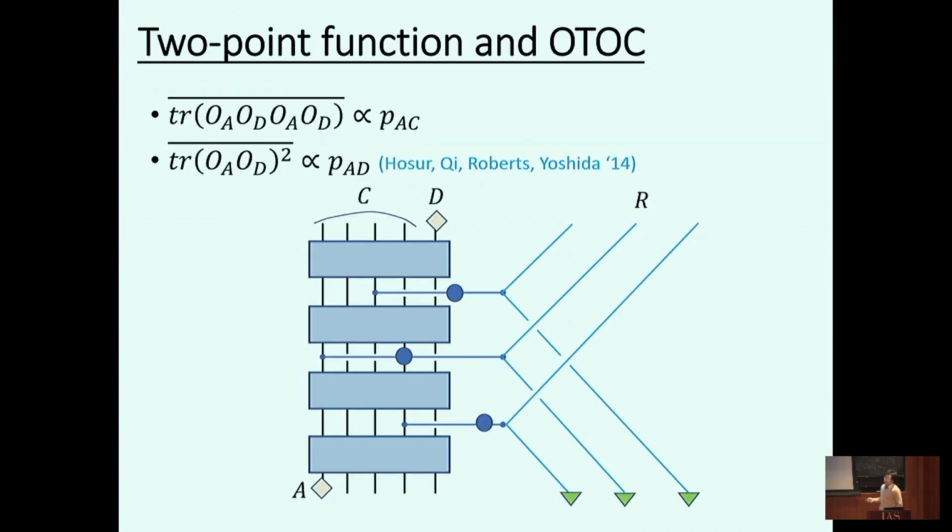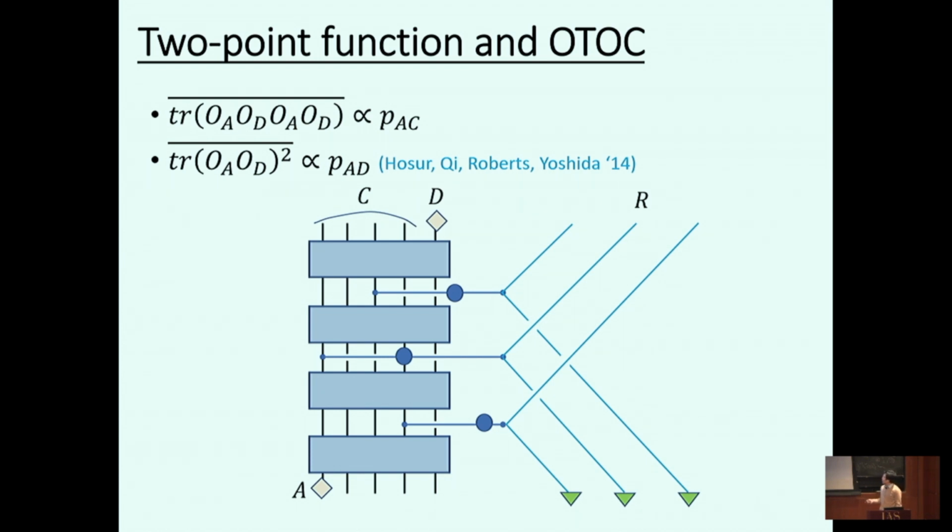You can also study other quantities like the 2-point functions and 4-point functions. Based on the previous work we did, we can relate the average out-of-time-order 4-point function to some Rényi 2 mutual information of this channel.